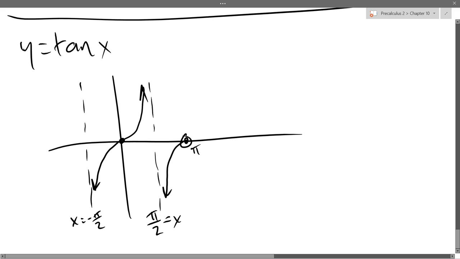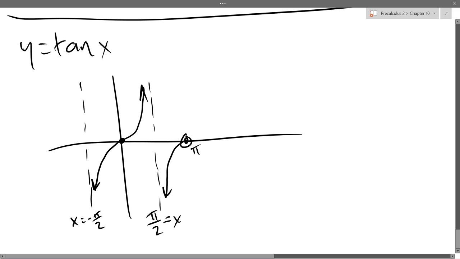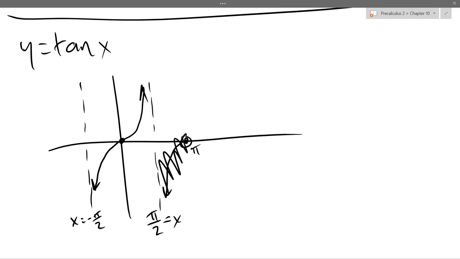So if I think about the period between negative pi over 2 to positive pi over 2, is that 1-to-1 inside the vertical asymptotes? Yes. So that'll pass the horizontal line test. So let's go ahead and use that one, and we'll throw out all that stuff down there, and of course, everything outside those vertical asymptotes. So we're going to restrict right here to negative pi over 2 to pi over 2.